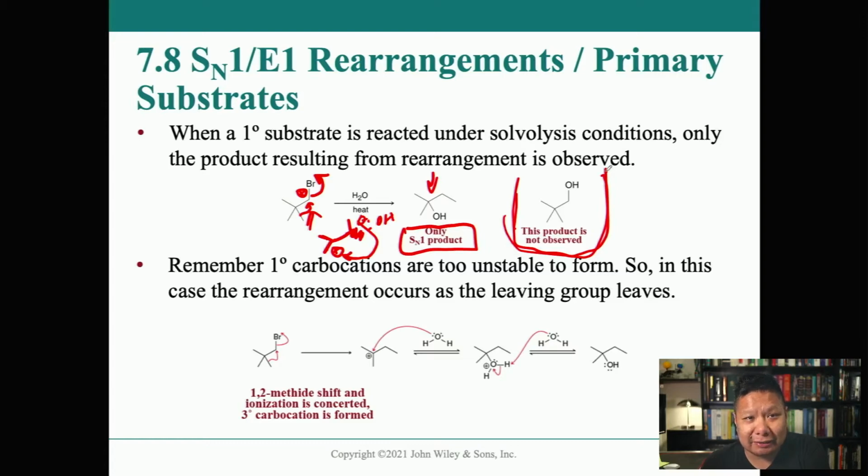So in this case, the rearrangement occurs as the leaving group leaves, right? So here, you can see the bromine is leaving as a bromide leaving group, and the methide shift occurs at the same time, because the primary carbocation is just so unstable.